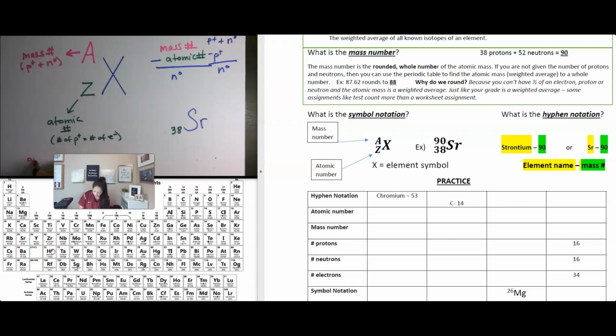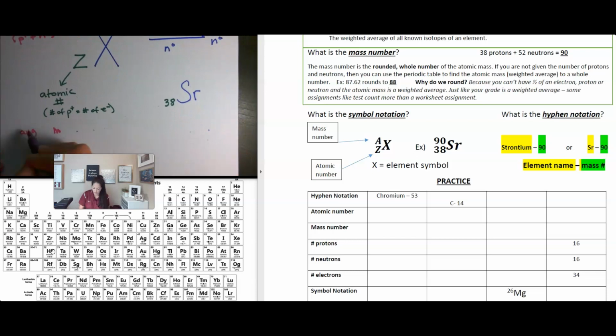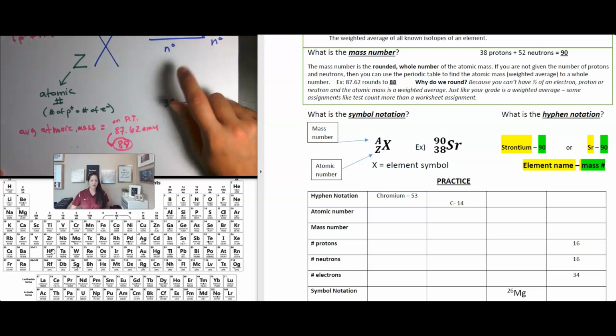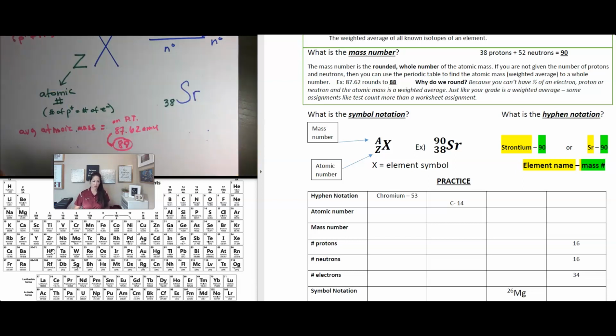So the average atomic mass equals, on the periodic table, I'm going to write PT, 87.62 AMU. So typically we would round that and we'd get 88. But remember, there's isotopes, and we'll learn more about how this number is found tomorrow, but sometimes this number changes, and if you're given the information, then that's how we know that we have a different mass number.